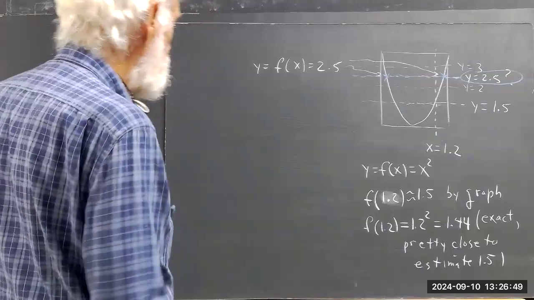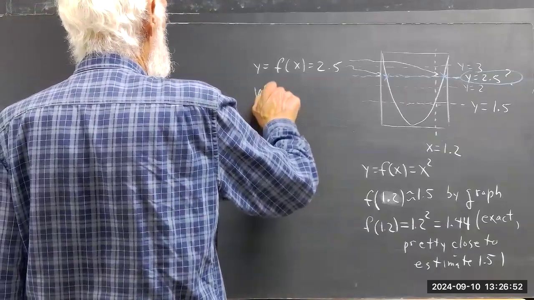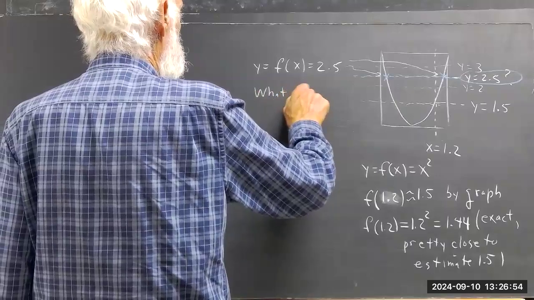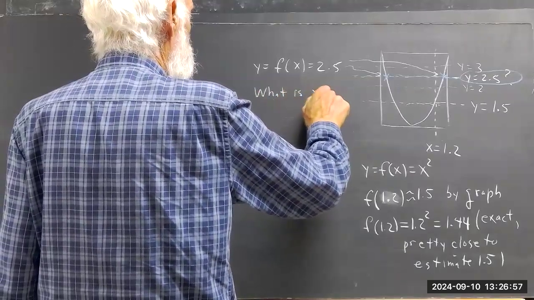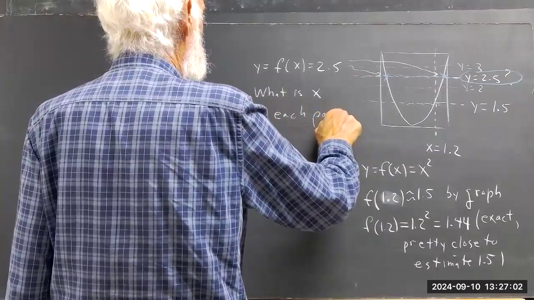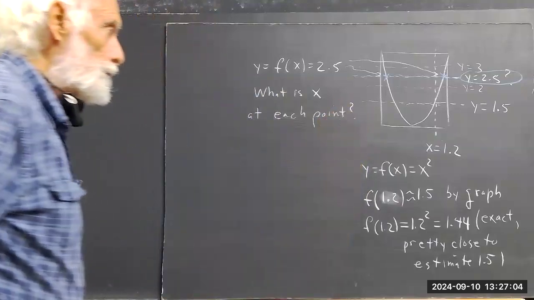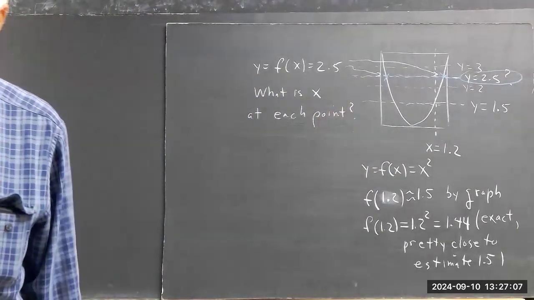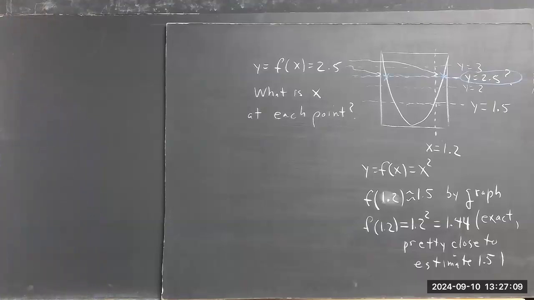Okay, well, what is x at each of these points? Write down 2 numbers on your paper, write them big and circle them so I can see them. Let's see what you think.